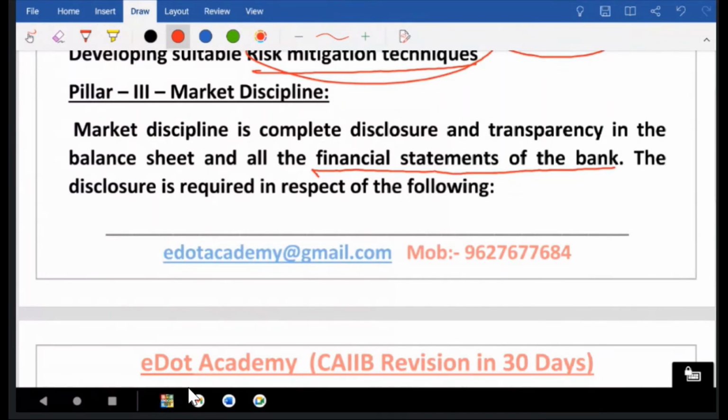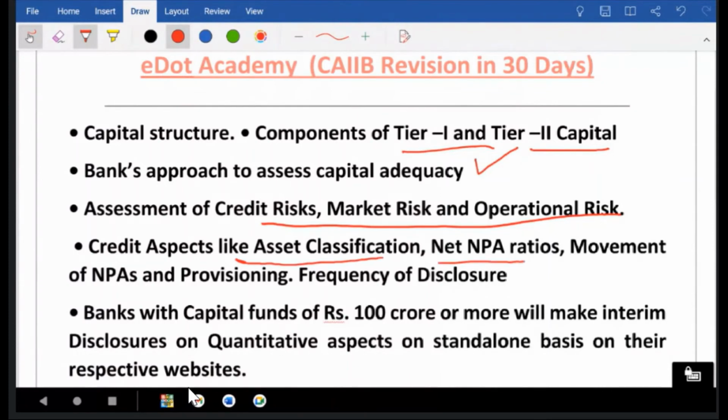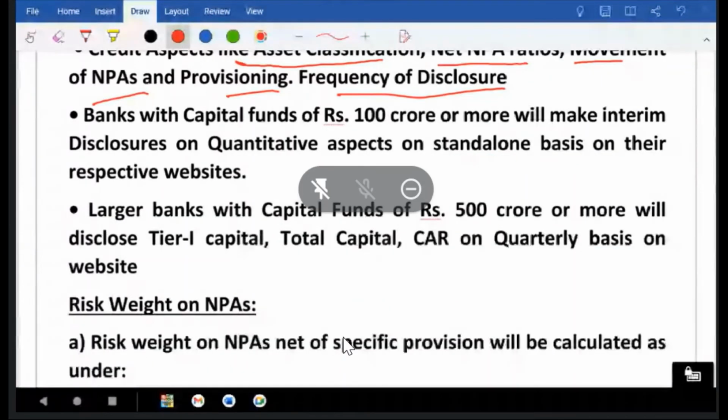These are the requirements: capital structure, components of Tier 1 and Tier 2 capital, the bank's approach to assess capital adequacy, and assessment of credit risk, market risk, and operational risk, and bank aspects like asset classification, net NPA ratio, movement of NPA, provisioning, and frequency of disclosure. Larger banks with capital of rupees 500 crore or more will disclose Tier 1 capital, total capital, CRAR or CAR on a quarterly basis on the website.